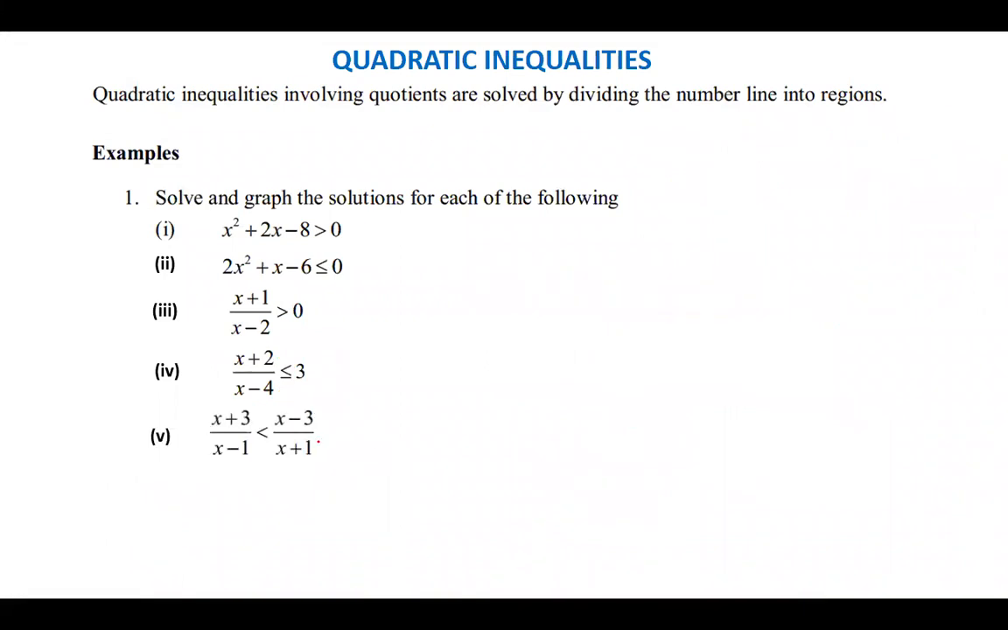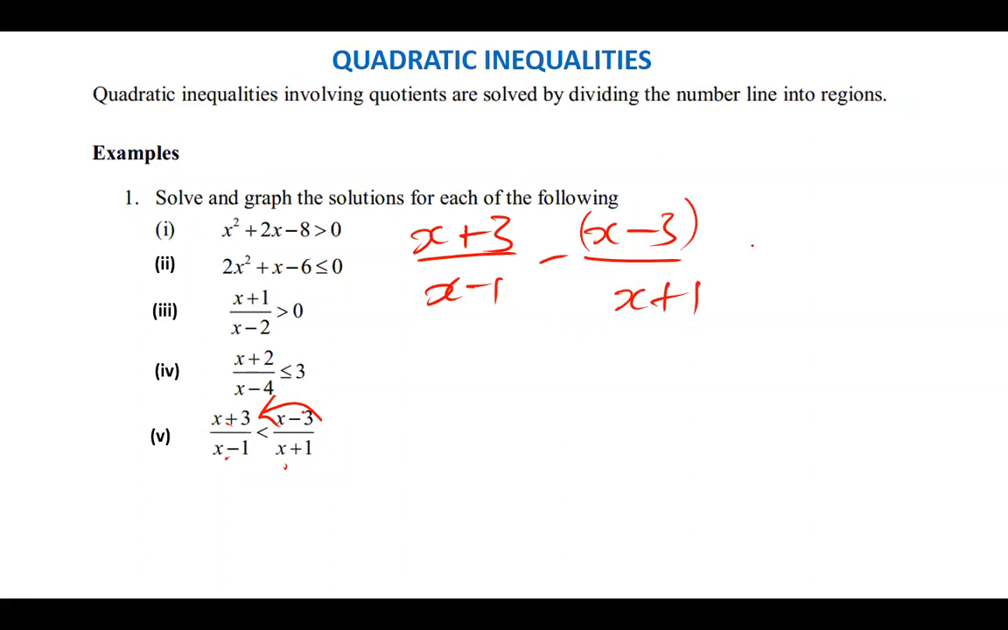Same applies to the last question here. Don't say this times that, this times that. That is wrong when it comes to intervals. So you have to bring everything to one side of the equal sign, meaning you're going to have x plus 3 over x minus 1. Then when this whole part goes to the other side of the equal sign, you're going to have it as minus x minus 3, everything over x plus 1. Then you have less than 0.